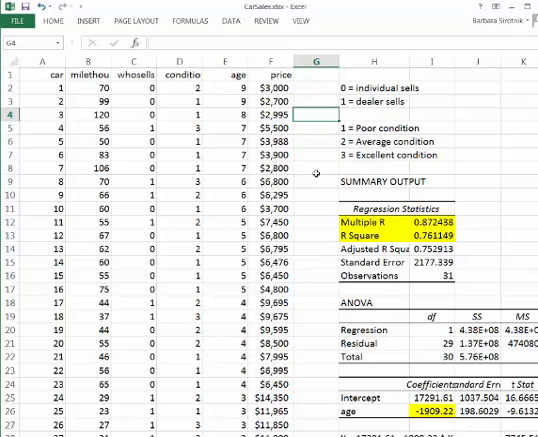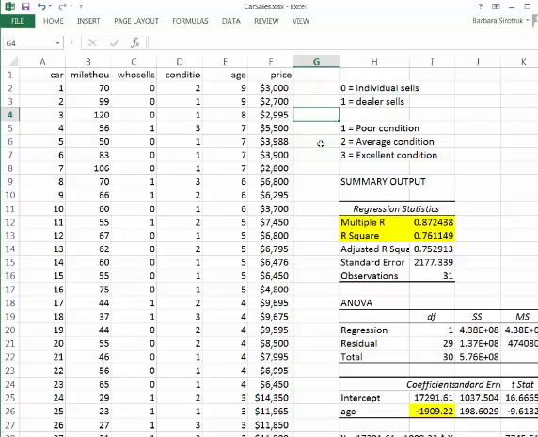But let me go ahead and demonstrate this. I'm going to use mileage in thousands as an X. Who sells it, which is a dummy variable, a 0, 1, a qualitative variable. That could be a predictor of price. Age, like I did before, but also condition of the car, whether it's in poor, average, or excellent condition.